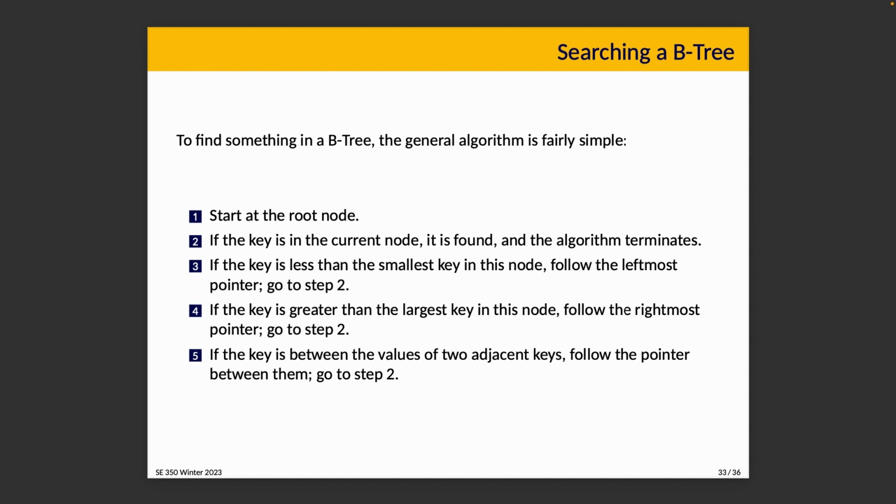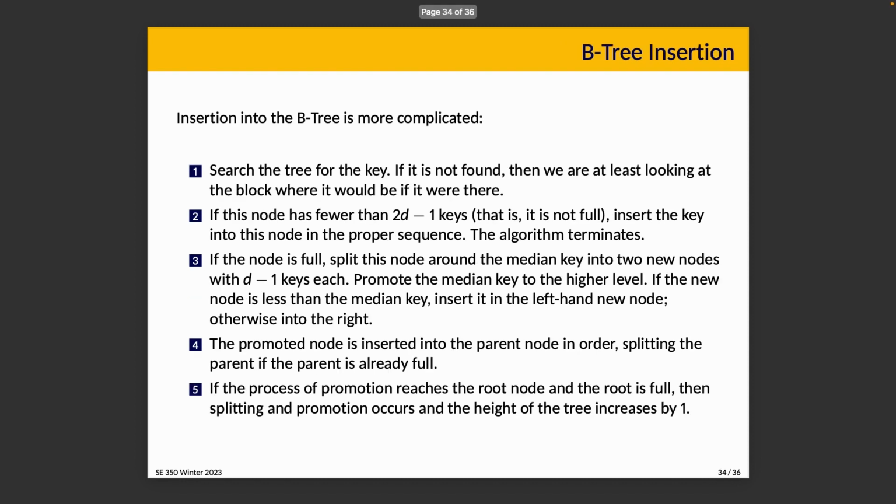If the key is less than the smallest key in this node, well, then we follow the leftmost pointer, which takes us to another location, and we go to step 2, carry on. If the key is greater than the largest key in this node, we follow the rightmost pointer and go to step 2. If it's between the values of 2 adjacent keys, we follow the pointer in between them, and again, go to step 2.